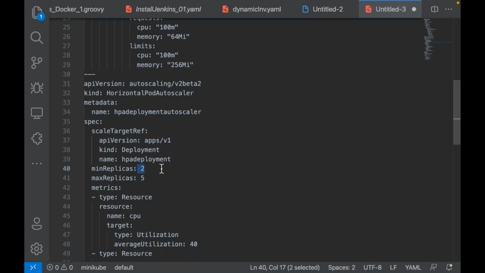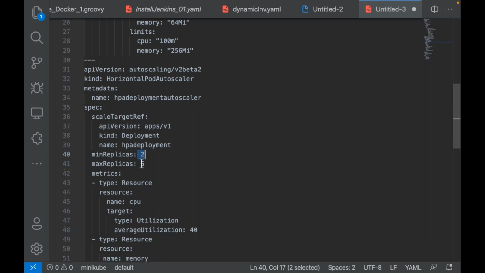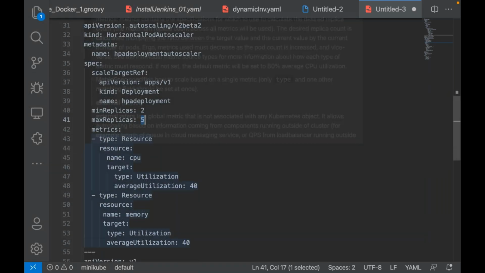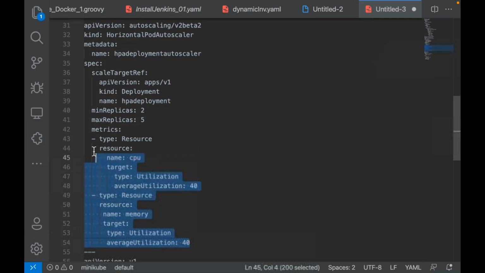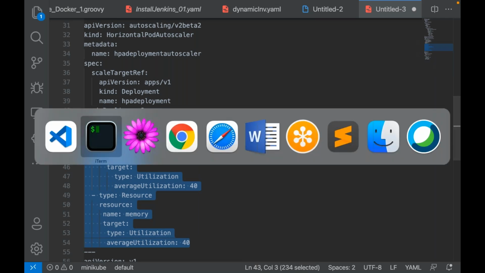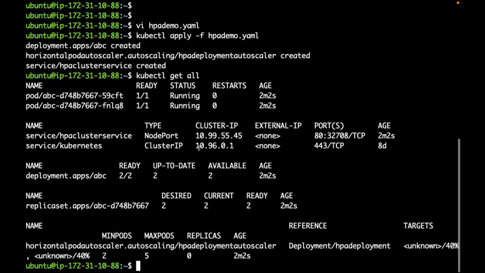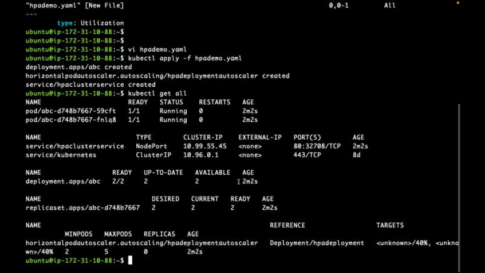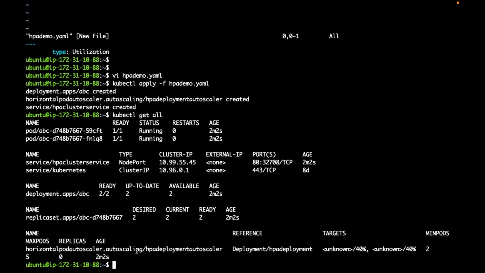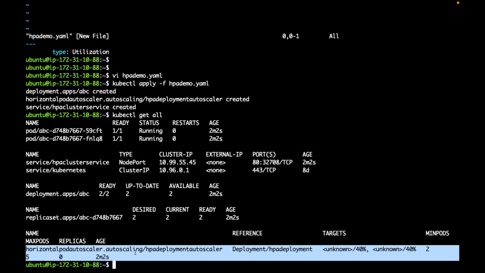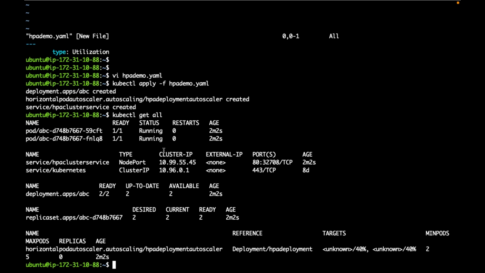2 minimum. But when I will get the third one, the fourth one, the fifth one, is based on these conditions, based on these utilizations. Now let me show that. Now, if you see, do I have a HPA as of now? It is going to take some time to reflect.